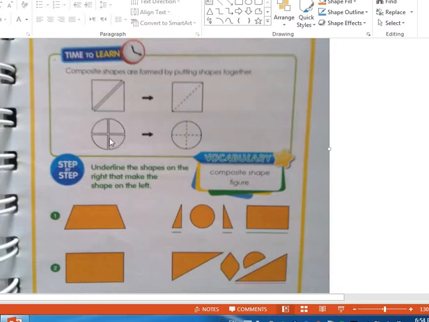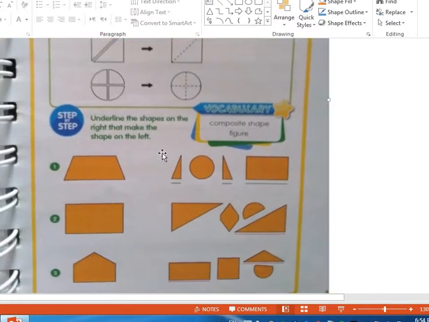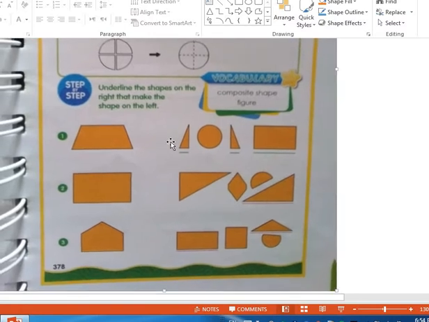If we put all the quarters here, they will give me a circle, right? So let's see together how to form a composite shape. Composite shape figure. Underline the shapes on the right that make the shape on the left. That make the shape, yes, form the shape.